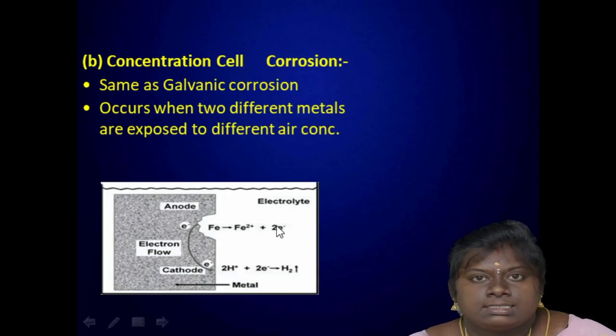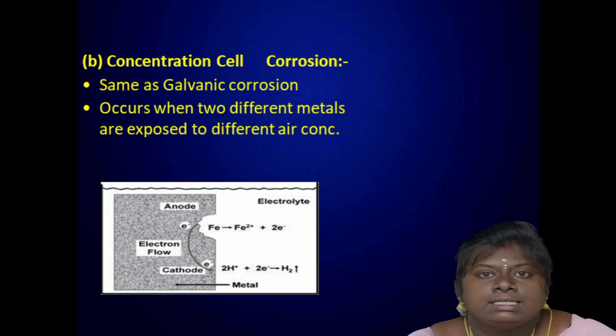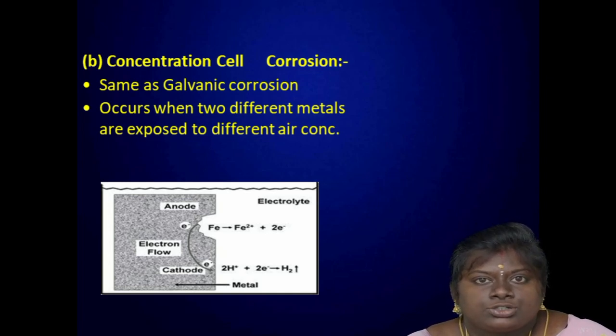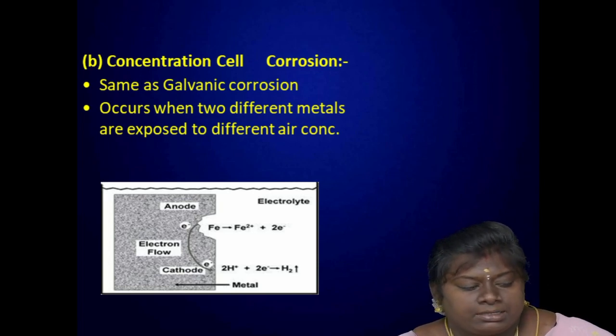Next one is concentration cell corrosion. It is the same as galvanic cell corrosion. The two metals are placed in contact with different air conditions, and the corrosion will also happen.